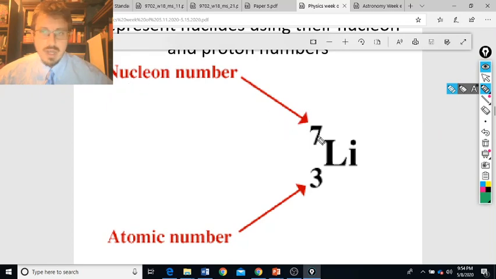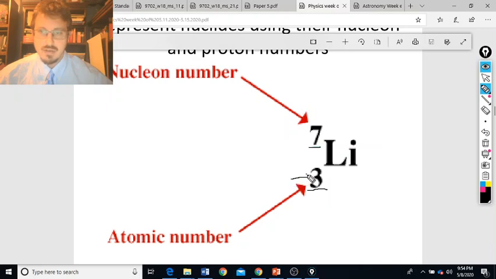All right, so we've got the nucleon number. Remember, that's the number of nucleons. So that's how many particles are in the nucleus. So it's the number of neutrons plus protons. The atomic number is just the number of protons, right? And so this tells us the amount of positive charge.